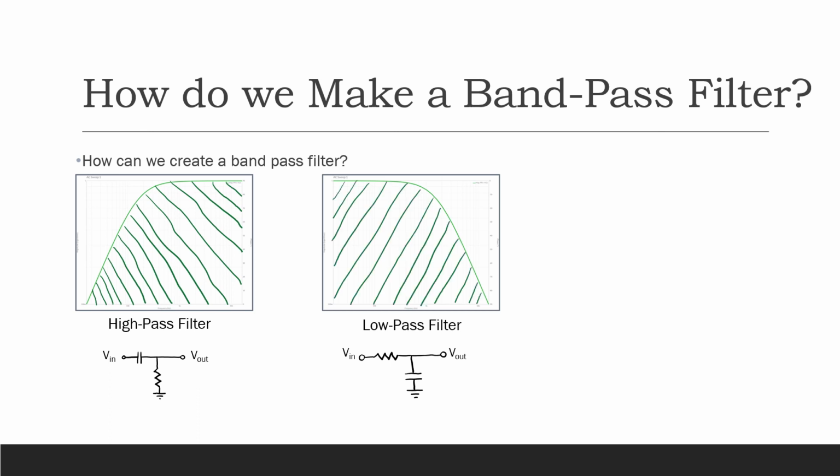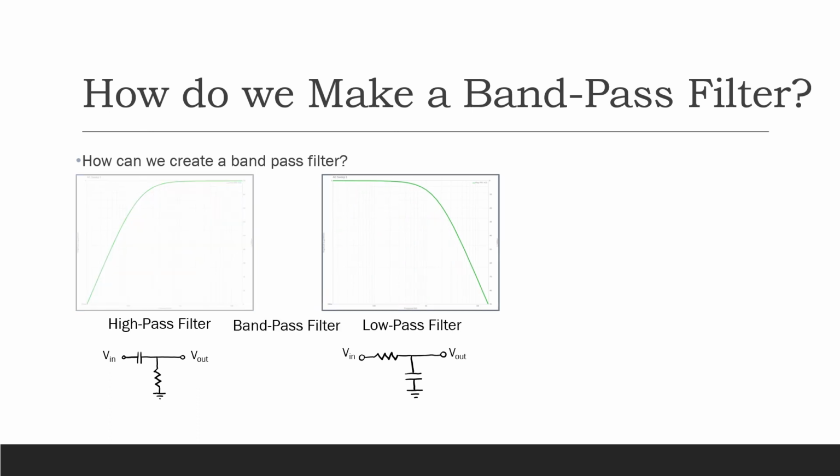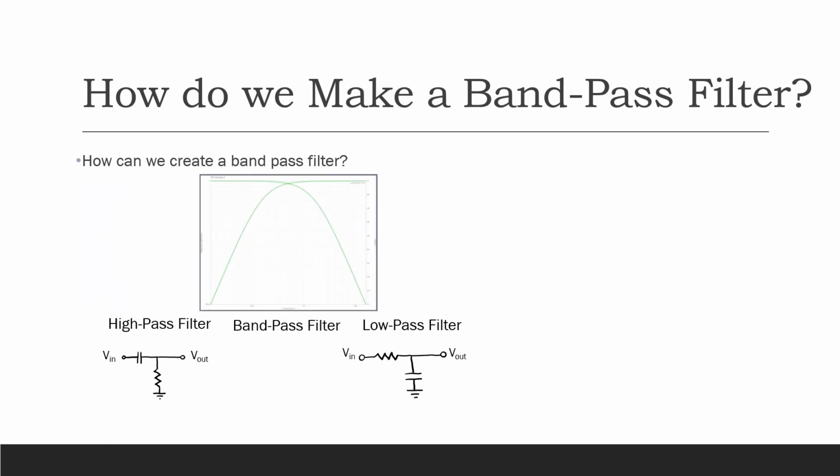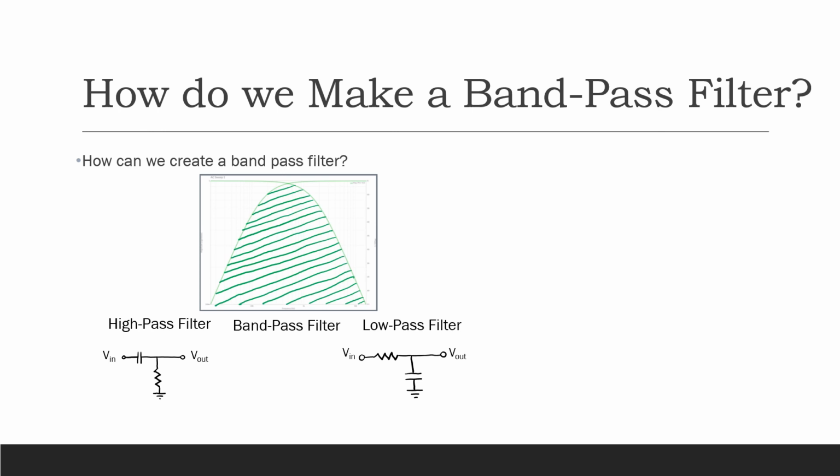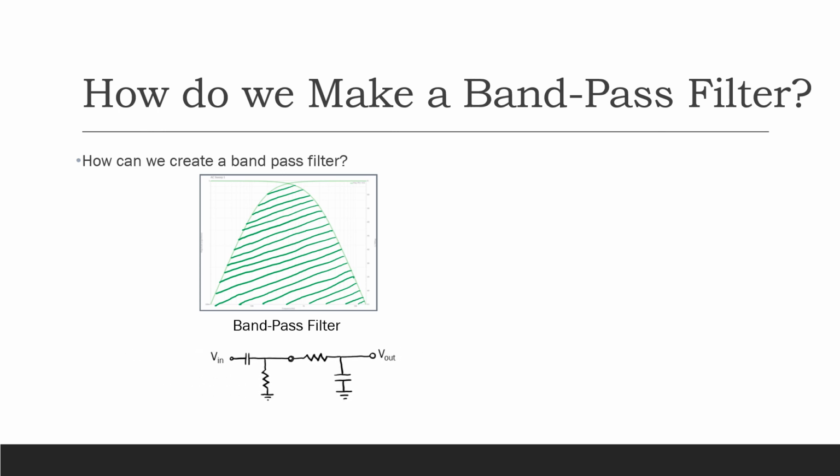It would be nice if we could combine these two types of filters and allow only the frequencies in the middle to go through. And it turns out that's pretty much what we do when we want to make a bandpass filter. We take the two circuits that we have for the high-pass filter and the low-pass filter, and we put them together. And by combining them in series like this, we create a bandpass filter. And when we do that, the frequency response looks like this. Pretty much what we would expect.